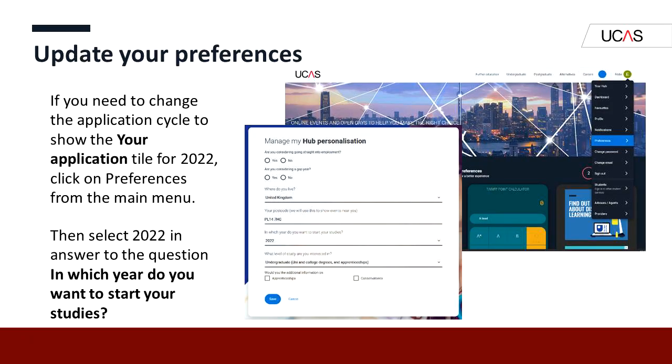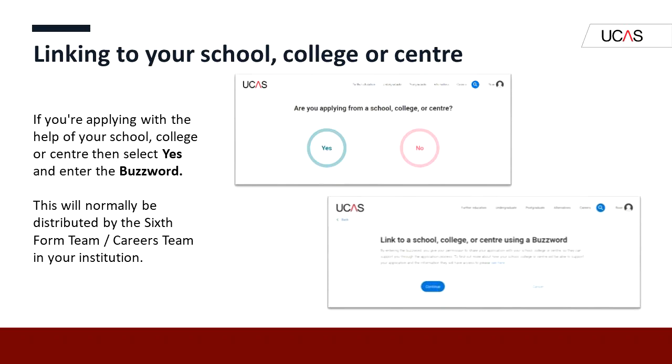You need to update your preferences, so anything that you put earlier on about the subjects you're interested in, or any of those other preferences, you can go in and edit those. If perhaps you decide that you want to take a year out and you're looking to apply for the following year for university, then we can do that as well by updating our preferences within the hub.